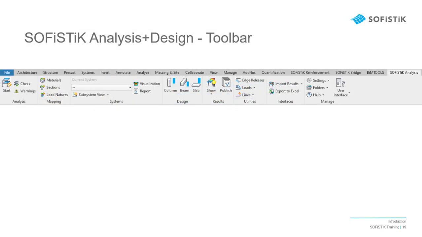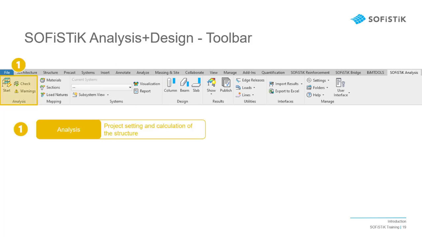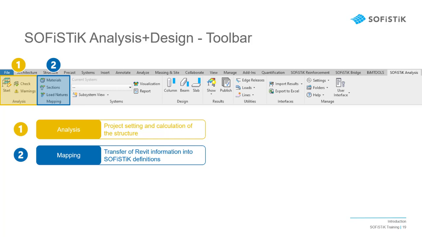When you install Sophistic Analysis and Design, a new toolbar will appear in Revit under the Sophistic Analysis tab. It contains several sets of tools, each for a specific part of your project. The Analysis bar gives you access to all the project settings, as well as the calculation and verification tools. The Mapping menu allows you to set the correspondence between Revit project definitions and the one used in Sophistic.